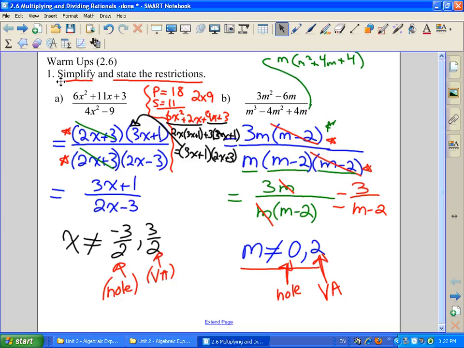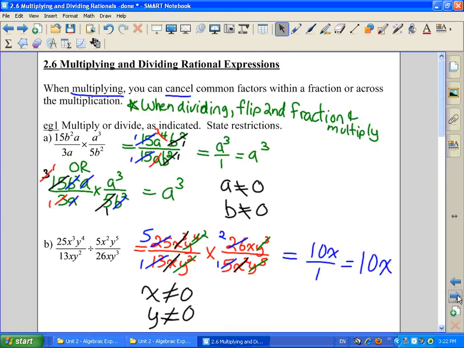Today we're focusing on multiplying and dividing rational expressions. When multiplying, you can cancel common factors within a fraction, which you may have heard called reducing, or across a multiplication, i.e. you have to have a numerator from one and a denominator from another. Just remember, when dividing, you flip the second fraction and multiply. Looking at example A, I selected different colors so you can see what's going on here for the canceling.